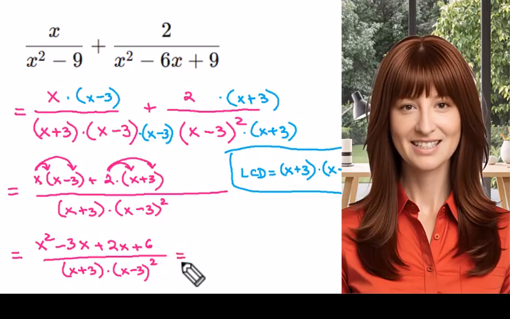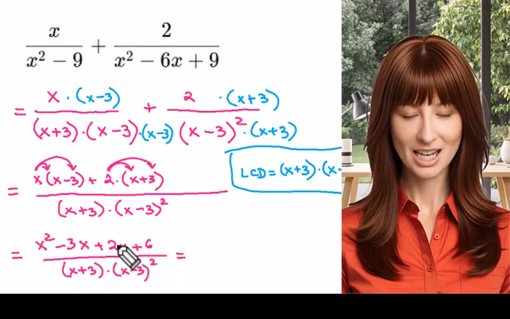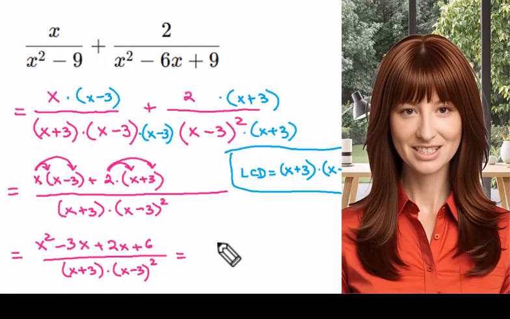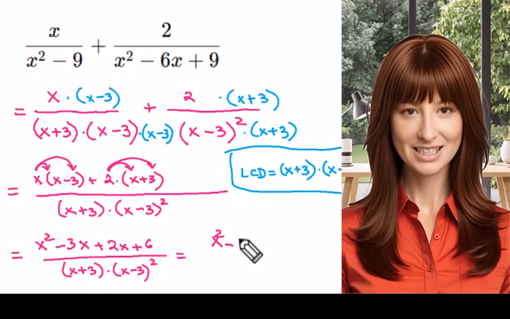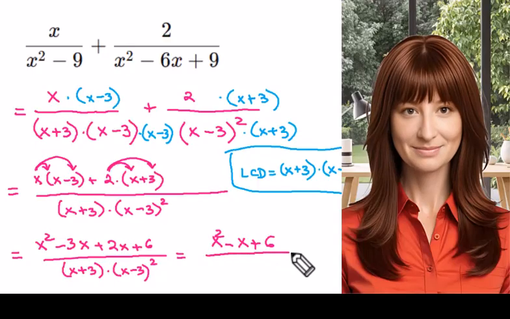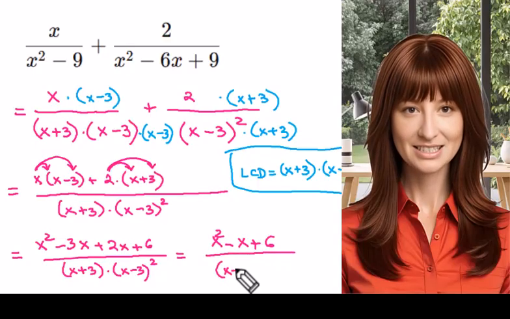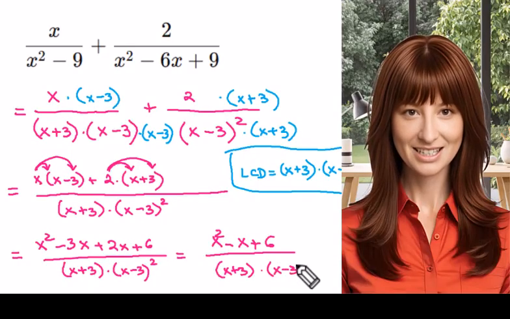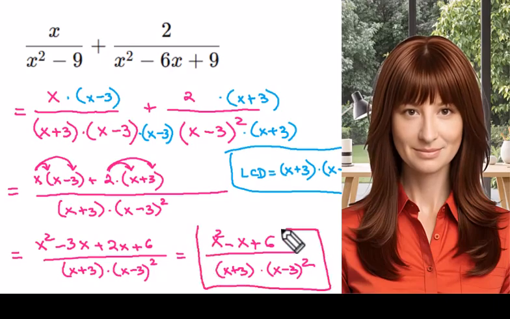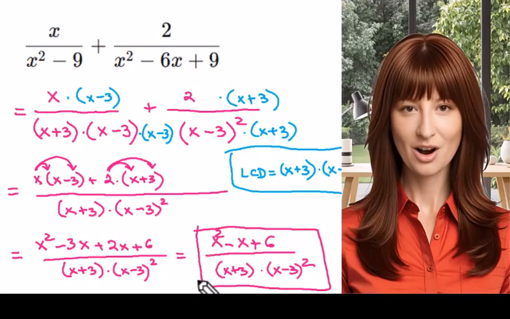Let's go ahead and combine the like terms. We only have one pair of like terms right here in the middle. Negative 3x plus 2x is negative x. So this expression becomes x squared minus x plus 6 over x plus 3 times x minus 3 squared. Let's do one more example.